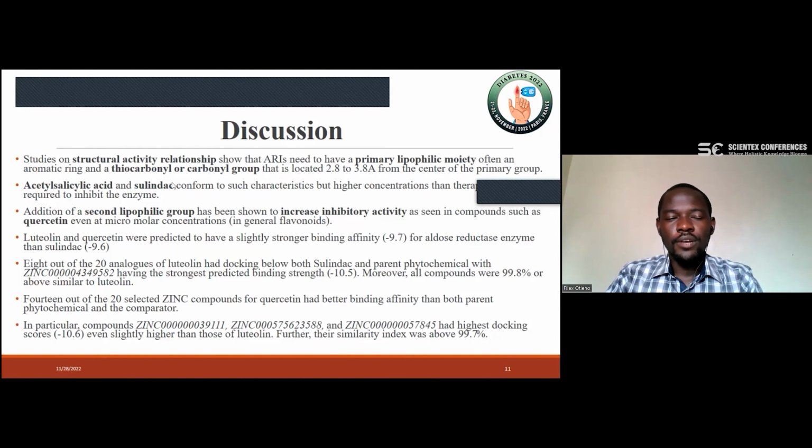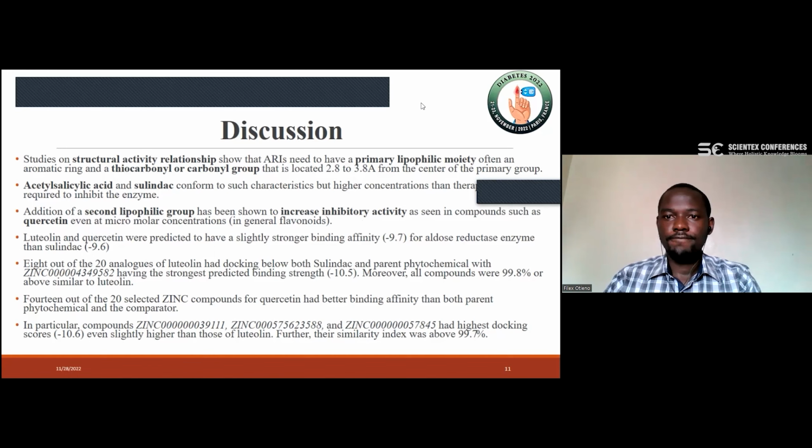However, we usually need higher concentrations of both acetyl salicylic acid and sulindac to inhibit the enzyme. And these two drugs, the NSAIDs, at higher concentration pose other adverse reactions to the body. And that's why the flavonoids are better. Flavonoids, we only need them at very minute concentrations. So addition of a second lipophilic group has been shown to increase inhibitory activity, as seen in compounds such as quercetin, even at micromolar concentrations.